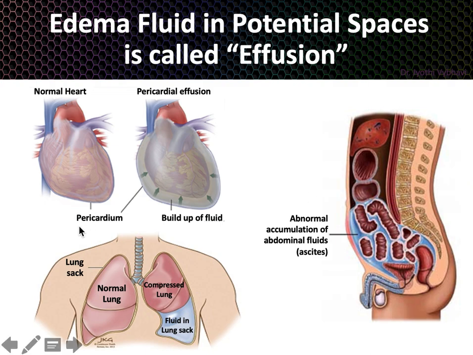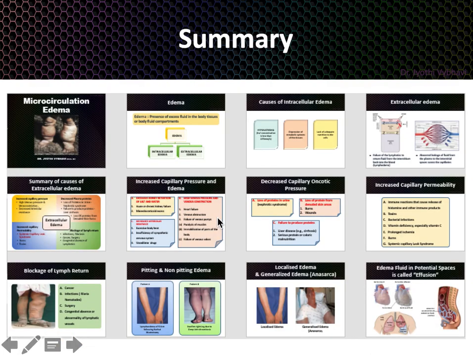Even they have lymphatic drainage. Whenever lymphatic blockage is there, you get effusion. Okay, so let's summarize what we studied today. A very important topic. We studied what edema is, we learned the causes of intracellular edema and extracellular edema, with all the causes: increased capillary hydrostatic pressure, decreased capillary oncotic pressure, increased capillary permeability, and blockage of lymph return. We also learned what pitting and non-pitting edema are and how they are helpful, what generalized and localized edema are, and what effusion is.